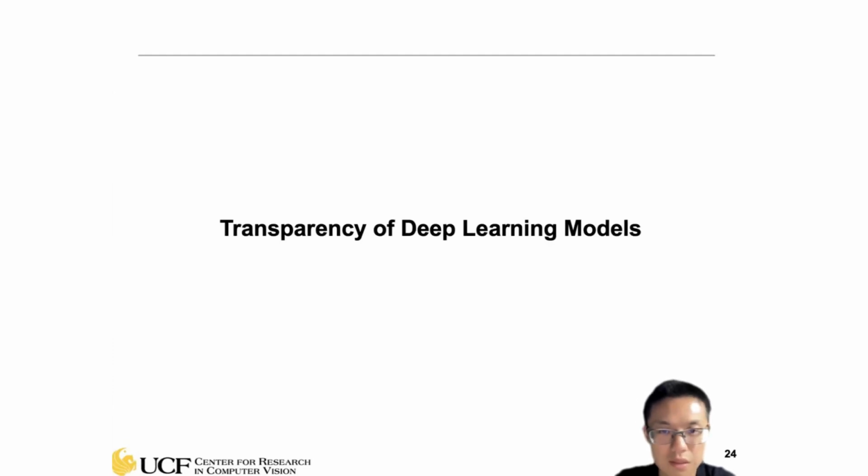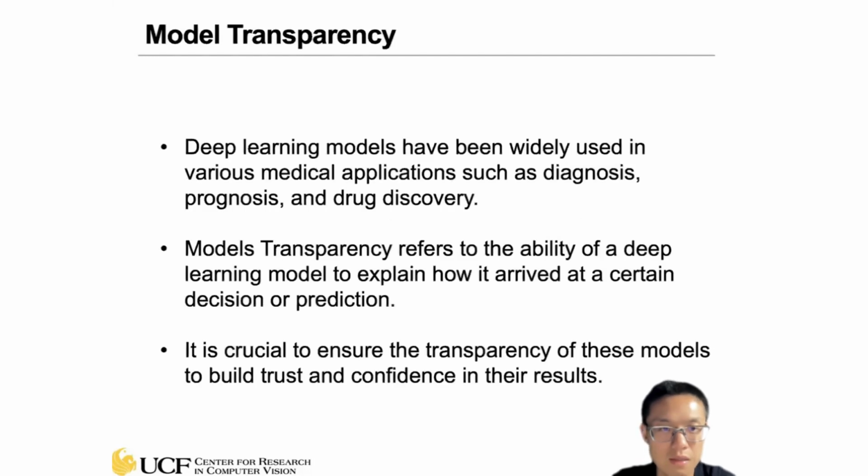Okay. And the second topic I want to discuss is the transparency of deep learning models. This is very important, especially for the medical or healthcare domain, because for anything coming from an AI or machine learning model, we need to have some explainability, the transparency of the model. Why this, and how did this model reach such a conclusion or decision.